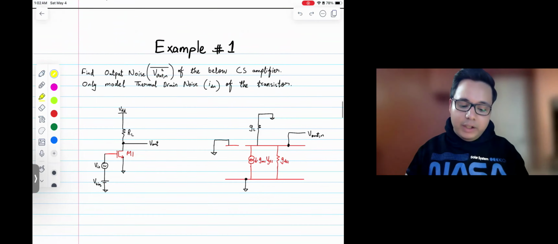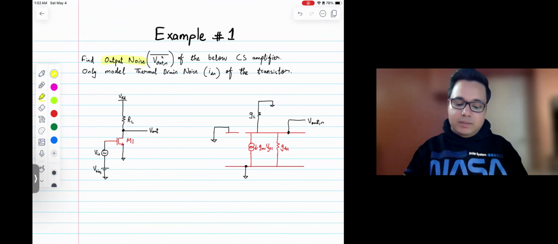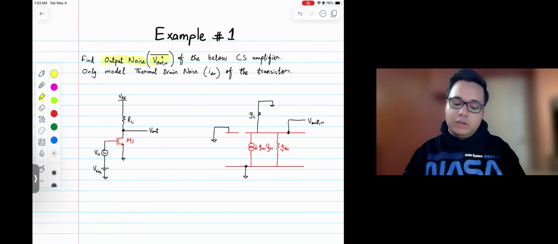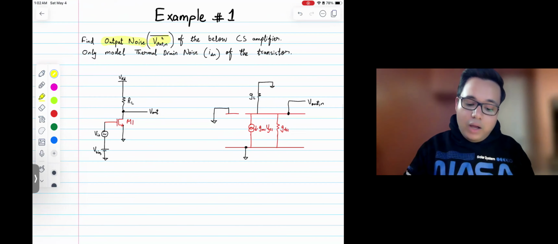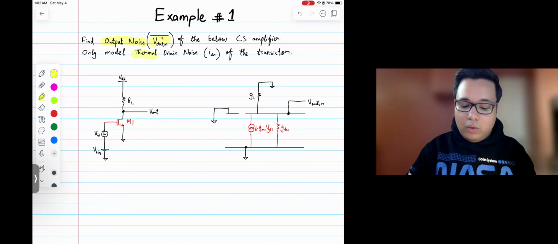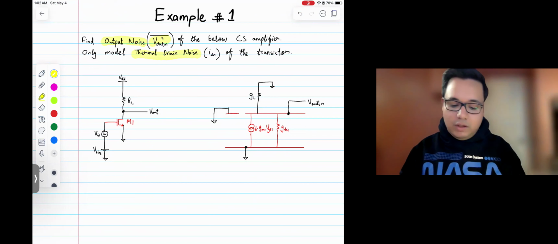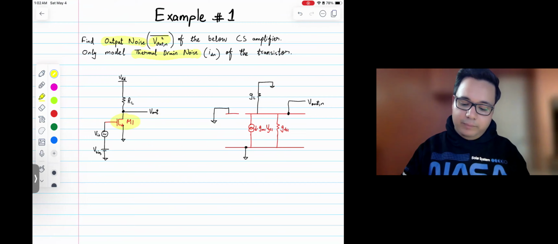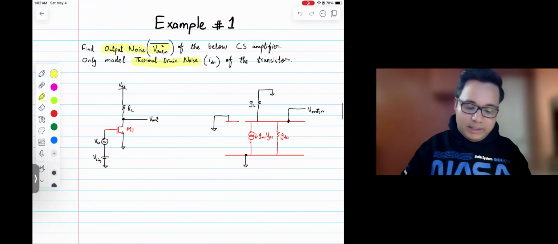So in example 1 here, we have to find the output noise, which is the mean squared output noise voltage of a common source amplifier. Now, in this example, we have to model only the thermal drain noise of transistor N1. Okay, so let's look at the steps again.